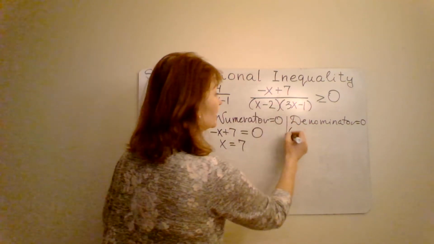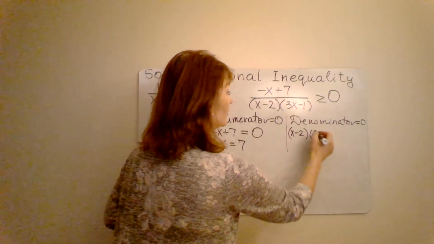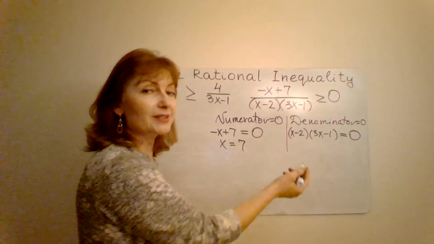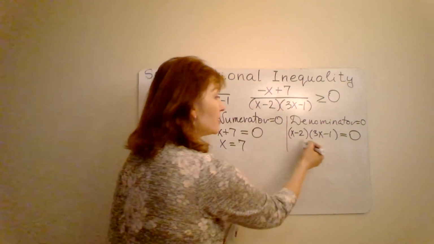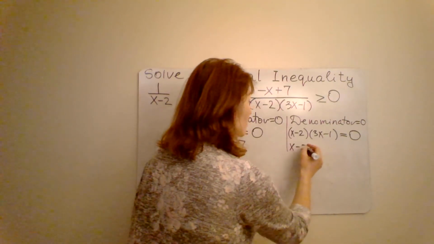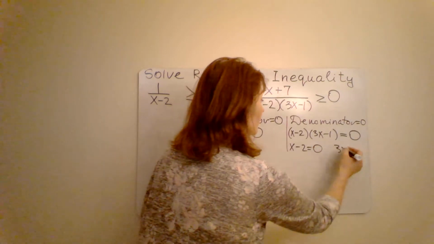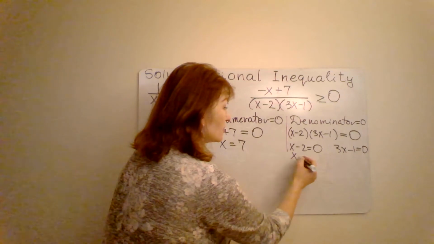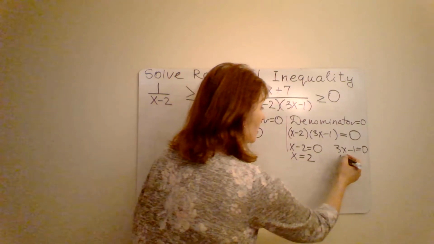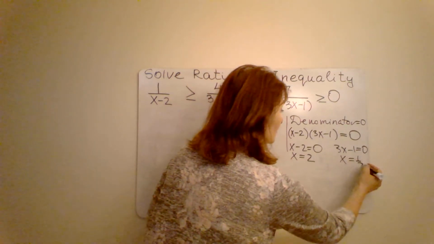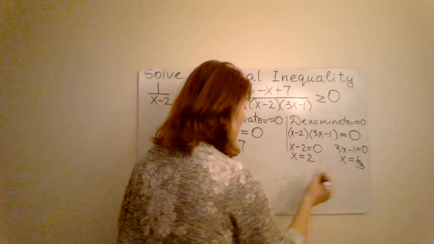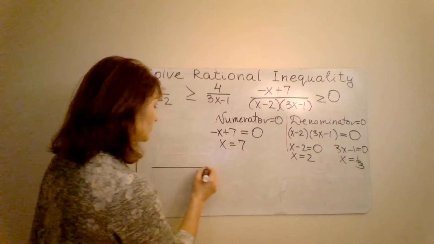Denominator, this product. So the product is equal to 0. We let each of these factors be equal to 0. Solving each of these equations, we get x equals 2 and x equals 1/3. Now we place these three numbers on the number line.